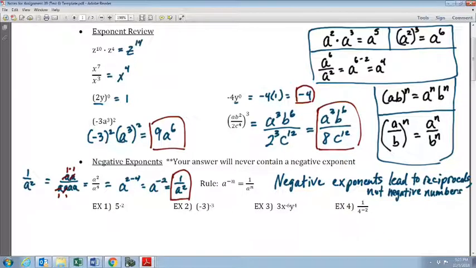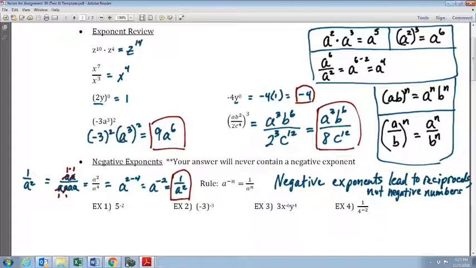I think that's kind of odd because we're used to thinking in terms of sign, but notice for the first problem there we had a to the negative 2 power, which is 1 over a squared, and that's not a negative number. In fact, we would call a squared and 1 over a squared reciprocals. So negative exponents lead to reciprocals. It's 1 over the same base to the positive power.